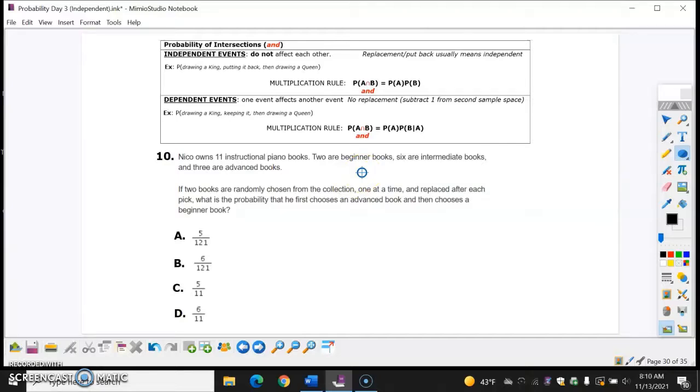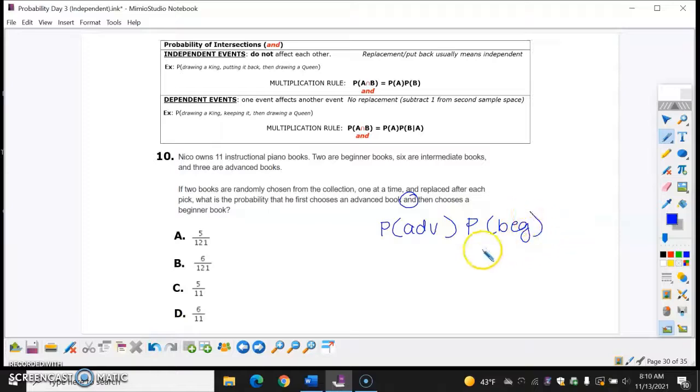2 are beginner, 6 are intermediate, 3 are advanced. 2 books are randomly chosen and replaced after each pick. What's the probability of an advanced and then a beginner book? Remember, "and" means the multiplication rule. Overall, there are 11 books, and since they are replaced, that tells me we're using independence. We're looking at the probability of choosing an advanced book and then choosing a beginner book.